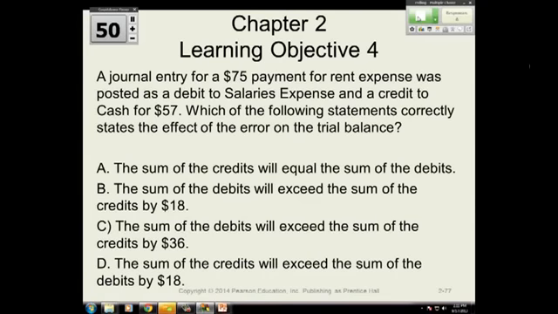Now, the big error here, I know you don't have to worry about. One error is that they should have debited rent expense instead of debiting salaries expense. But what I want to know is the numerical inequality here. The balance will not balance. I need to know what's going to be the effect.